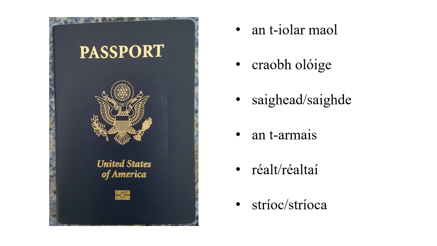And here we have a picture of the American passport and just some of the vocabulary. An t-iolar maol, the bald eagle. Craobh ológ, olive branches. Saighead or saighde, arrow, arrows. An t-armas, coat of arms. Réalta, réaltaí, star or stars. Stríoc, stríocacha, stripe or stripes. Maybe you can find out a little more about the history of the symbols on your country's passport.